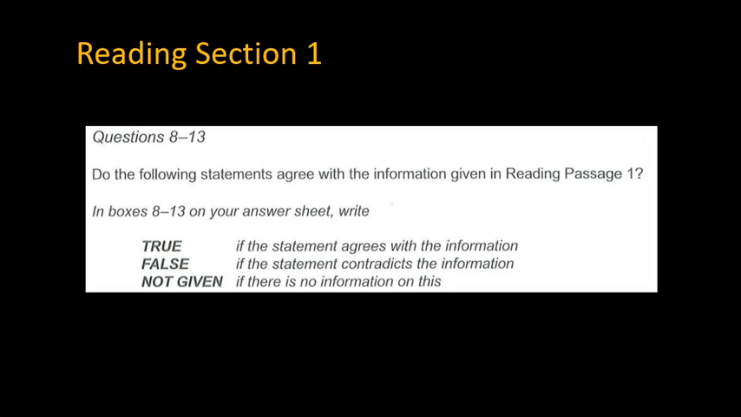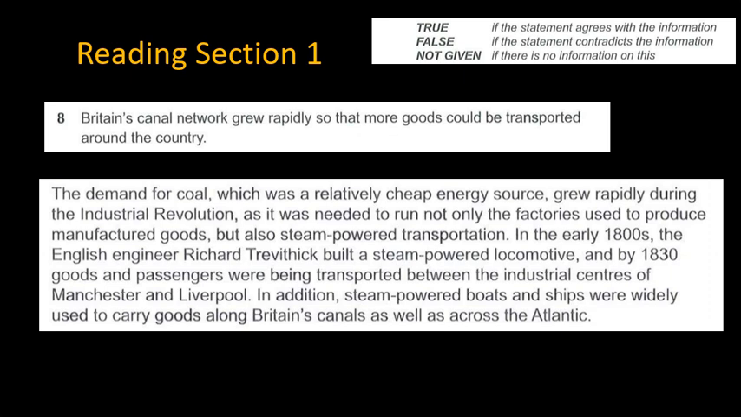Okay, moving on to questions 8 to 13. These are true, false, not given questions based on the same passage. Choose true if the statement agrees with the information, false if the statement contradicts or disagrees with the information, and not given if there's no information on this. Question 8. Britain's canal network grew rapidly so that more goods could be transported around the country.